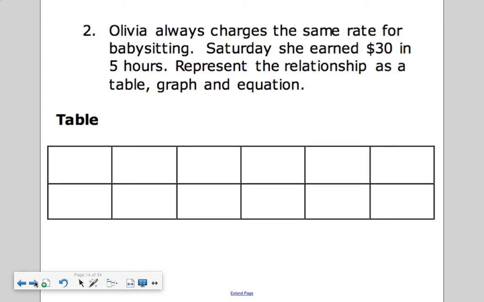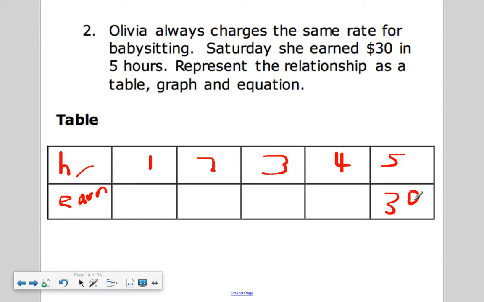Olivia charges the same rate for babysitting. Saturday, she earned $30 in 5 hours. Represent this with hours and earn. So, let's see. 5, 4, 3. Do I really need to put 0 here? You know that if she works 0 hours, she'll get $0. So I'm not going to put 0.